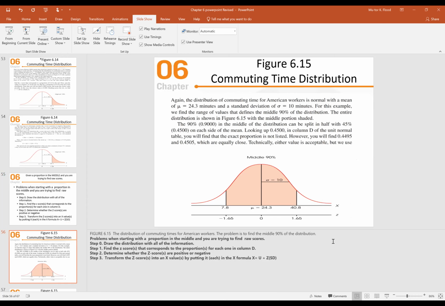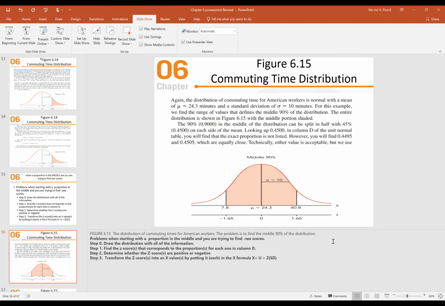So again, we're going to use that same distribution. The distribution of commuting time for American workers is normal with a mean of 24.3 minutes and a standard deviation of 10. For this example, we find the range of values that defines the middle 90% of the distribution. The entire distribution is shown in this figure below with the middle portion shaded in. So the 90%, or 0.9000, in the middle of the distribution can be split in half with 45%, or 0.4500, on each side of the mean.